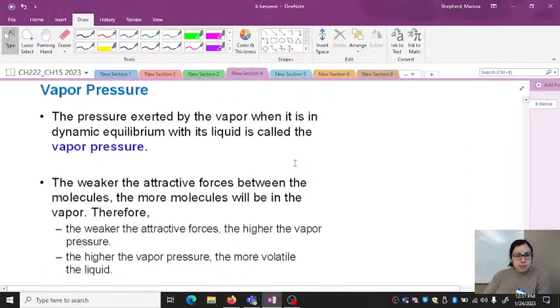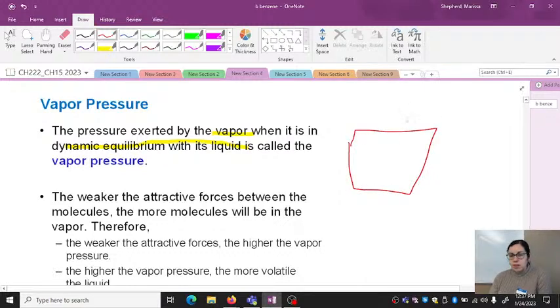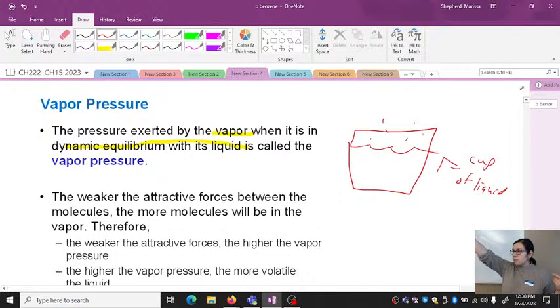And so the other thing that's related is vapor pressure and boiling point. We saw this with lab. Vapor pressure is just the pressure exerted by the vapor when it's in dynamic equilibrium with its liquid. We had mentioned before that any sort of pile of liquid, so a cup of liquid, is not actually just static. If it's an open system, then we have some sort of equilibrium, right? And some of those molecules do have enough kinetic energy to essentially escape and become a gas.